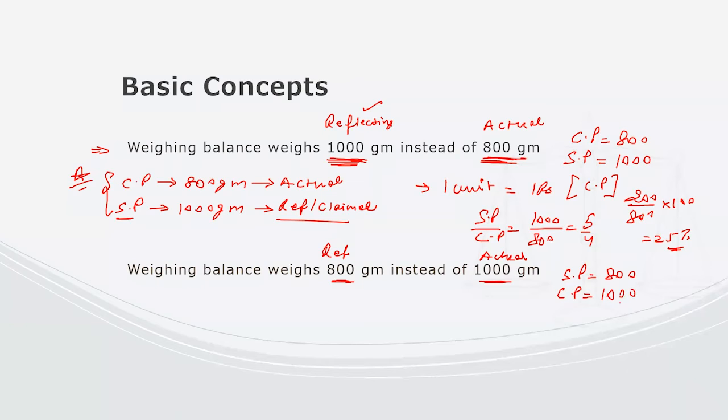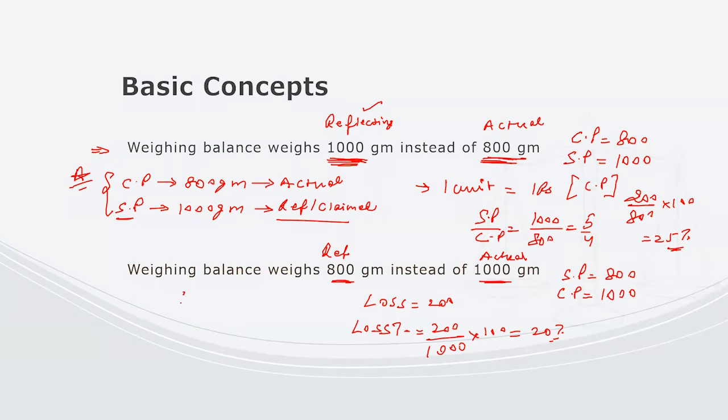1000 rupees, right? That means there is a loss of 200 rupees on a cost of 1000. So my loss percentage will be what? So if I wish to now calculate my loss percentage, it's going to be 200 upon the cost of 1000 into 100. That's going to be 20% loss.